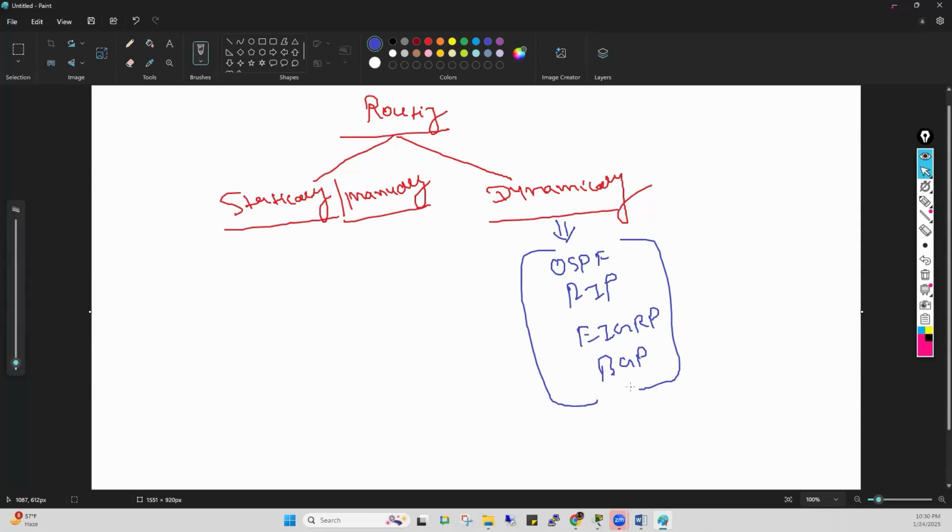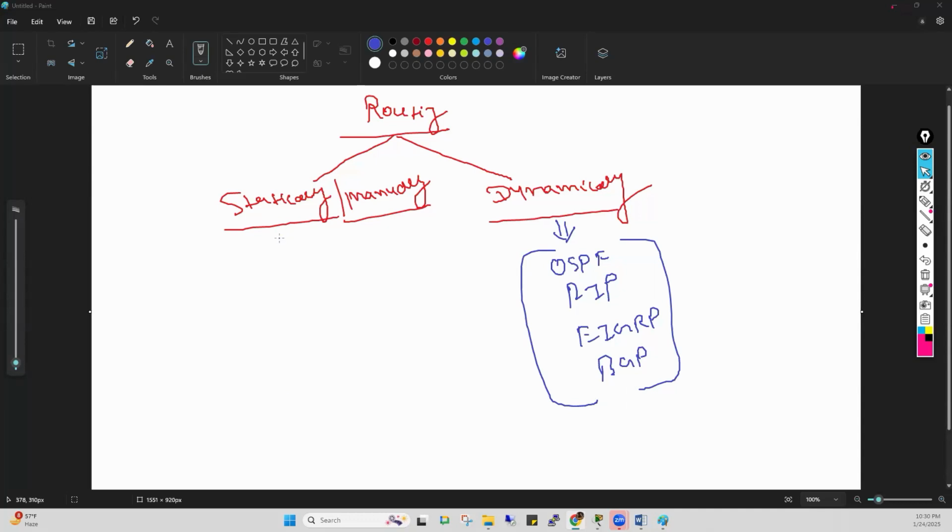If you do not want to configure the destination routes manually on the router, you can configure any routing protocol. The router will automatically learn everything. That is called dynamic routing. Clear? Now, what do you mean by manually? Manually means we need to provide the route manually on the router. We will go on the router and provide the routes manually.